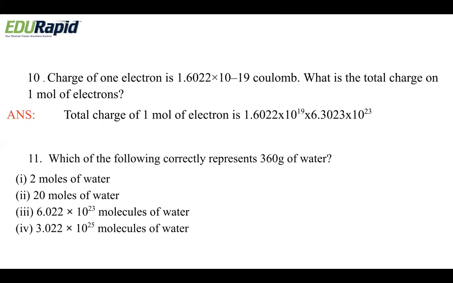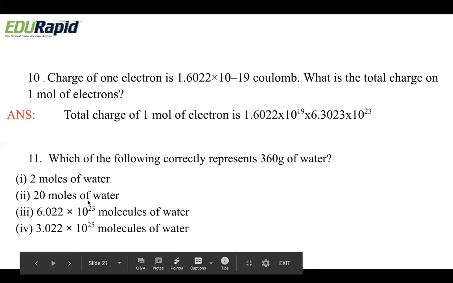Which of the following correctly represents 360 grams of water? You have 4 options here. So which of these will correctly represent 360 grams of water? 2 moles of water, is it 20 moles of water, or 6.022 into 10 to the power of 23 molecules of water, or is it 3.022 into 10 to the power of 25 molecules of water?